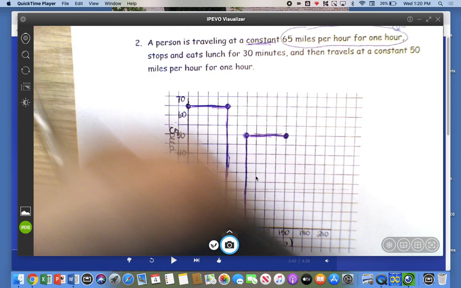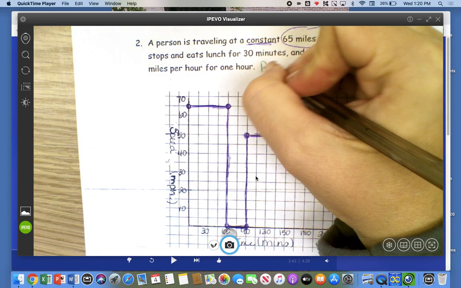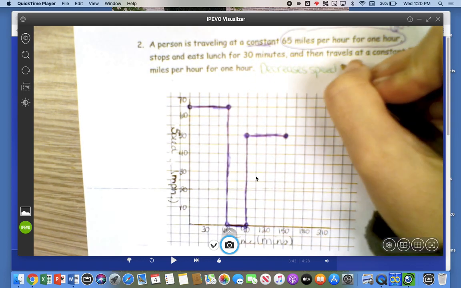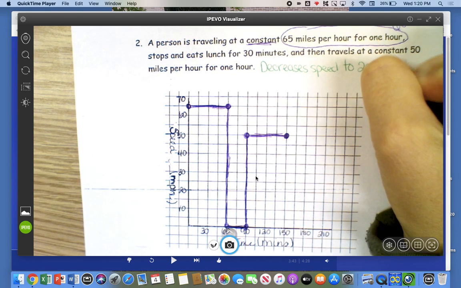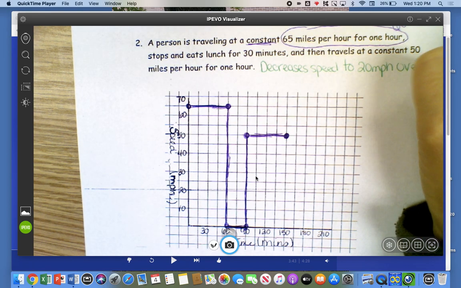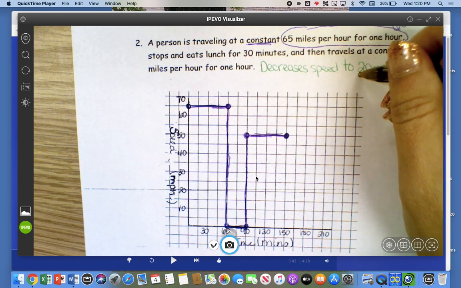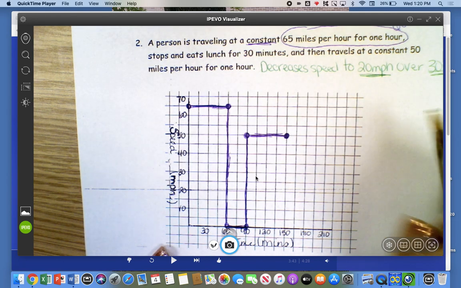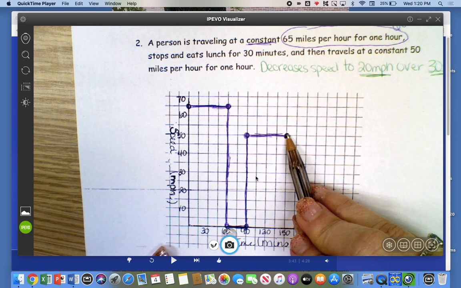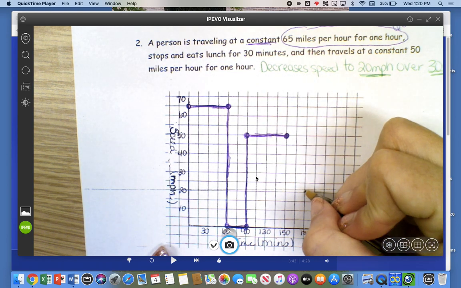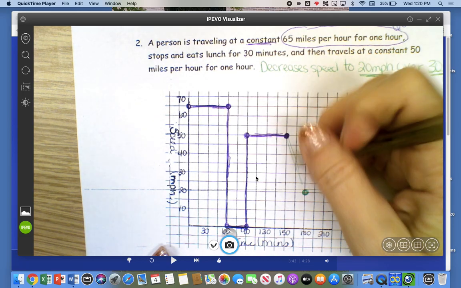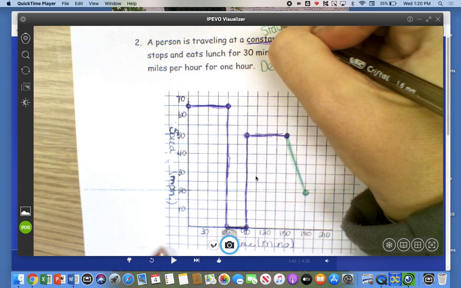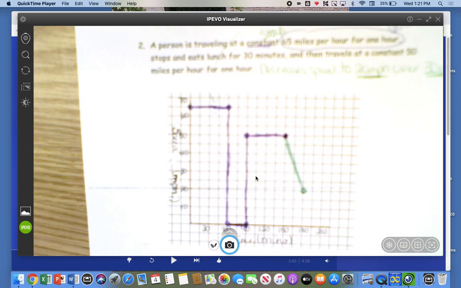Now, if we wanted to add, he decreases speed to 20 miles per hour over 30 minutes. So this one is telling you to decrease to 20 miles an hour over a 30-minute time span. Right now you're at 50, we want to go down to 20 over 30 minutes. So then that's when you would have a line that looks like this. But a constant means it stays. So that's why this one stays the whole time.